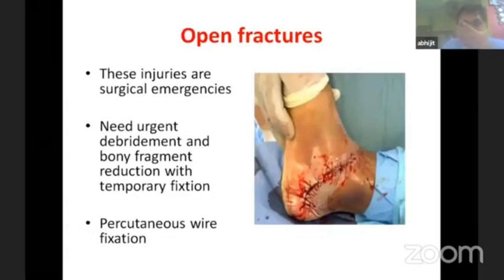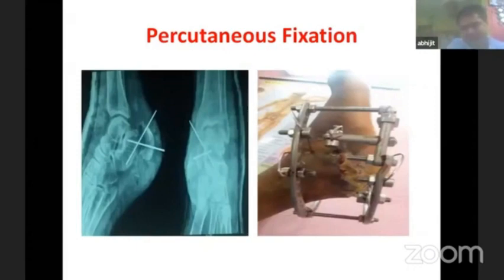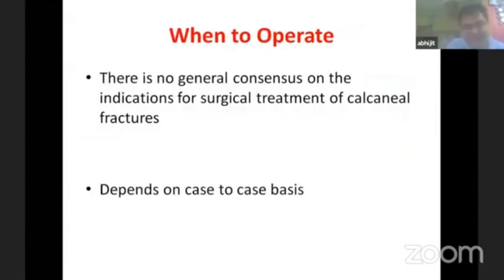When we get an open fracture, surgical emergencies need urgent debridement and bony fragment reduction with temporary fixation. Percutaneous wires sometimes we fix to hold the bony fragment. Like this, here is some percutaneous fixation initially, then we put some Elizarov ring fixator in an open comminuted injury.